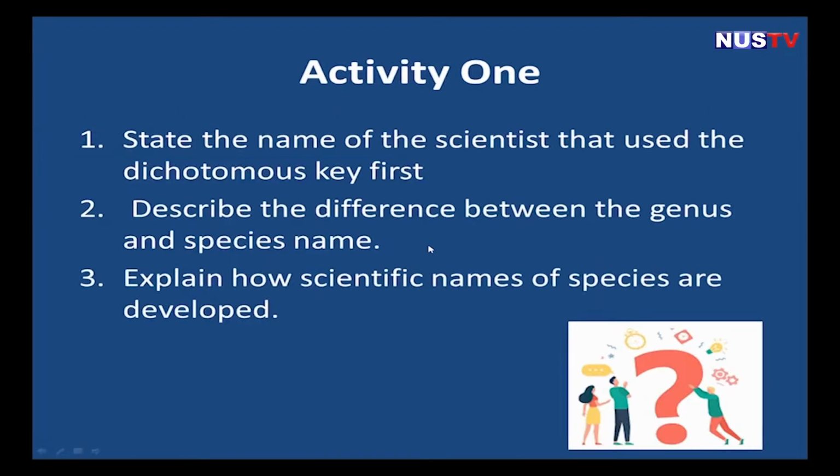So let's look at our first activity. State the name of the scientist that used a dichotomous key first. Our second question, describe the difference between the genus and the species name. And our last question, explain how scientific names of species are developed. So I'll give you 1 minute to think about your answers.